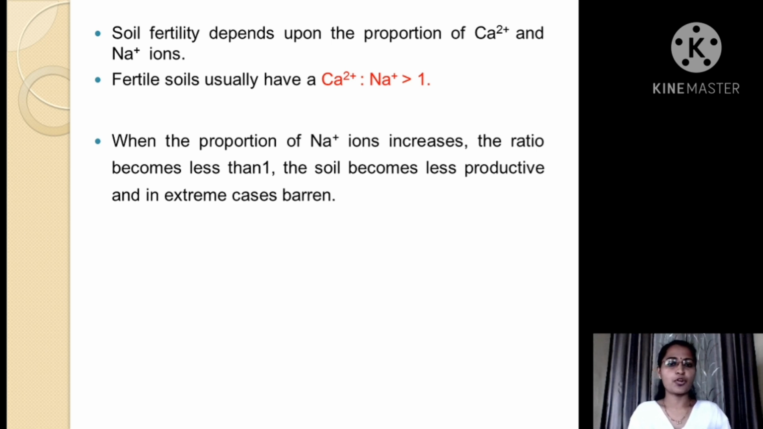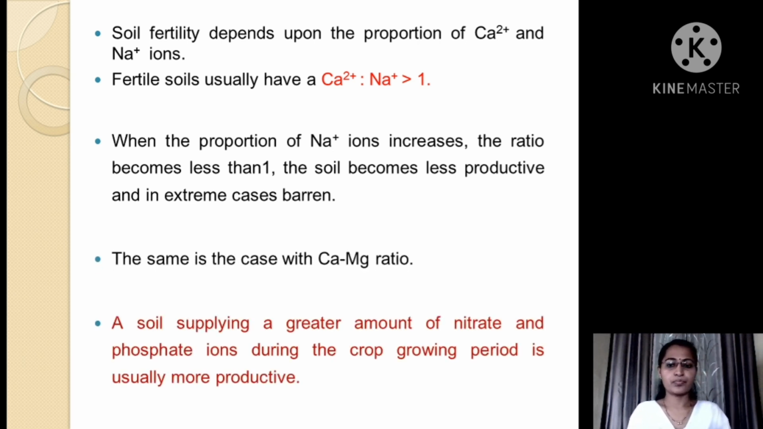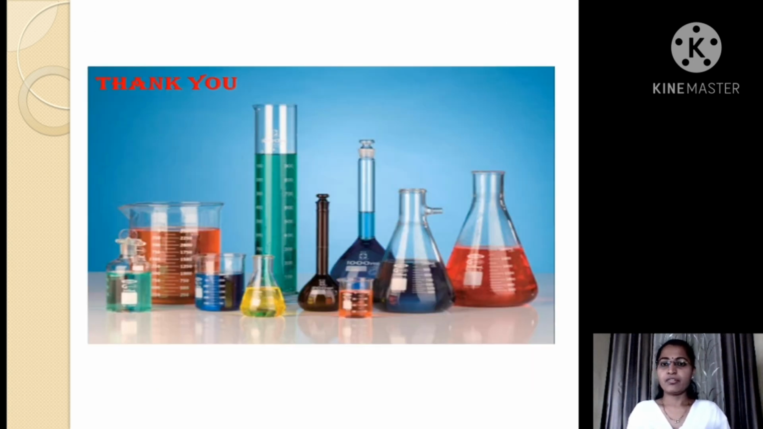When the proportion of sodium ions increases, the ratio becomes less than 1 and the soil becomes less productive, and in extreme cases it becomes barren soil. The same is the case with calcium and magnesium ratio. A soil supplying a greater amount of nitrate and phosphate ions during the crop growing period is usually more productive. With these words, today we stop here.